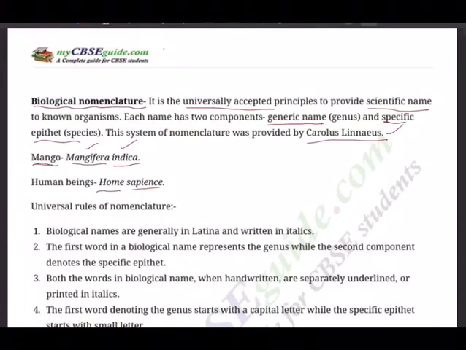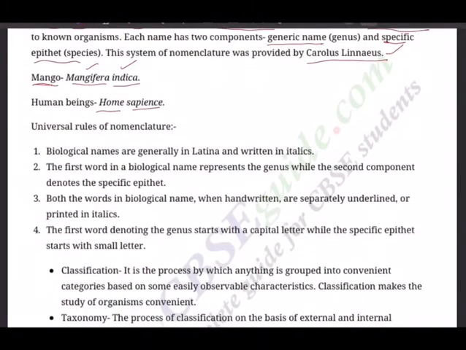So what are the rules in this? Whenever we are writing a scientific name, certain rules we have to follow. Those are universal in nature. Biological names are generally in Latin and written in italics. This is the first one. The first word in a biological name represents the genus, like I said, Mangifera, Homo. And the second component denotes the specific epithet, species name.